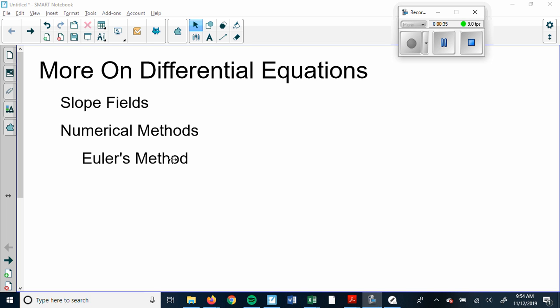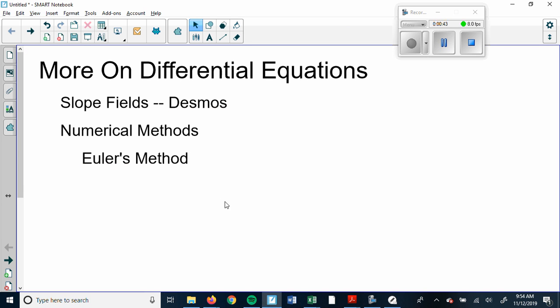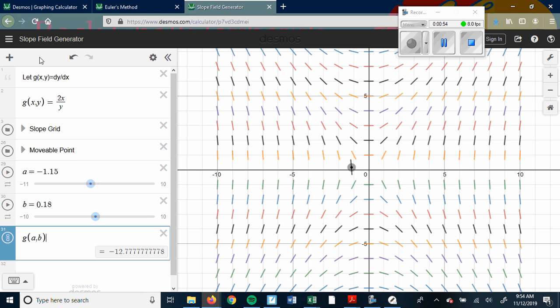All right, so let's take a look at slope fields, and we're going to pretty much exclusively do this on Desmos. The book is going to ask us to graph some of our own slope fields, but we're going to see how that works. So let's go to Desmos here, and here's a slope field generator, and we'll find that as we go. So what we have is y prime equals 2x over y.